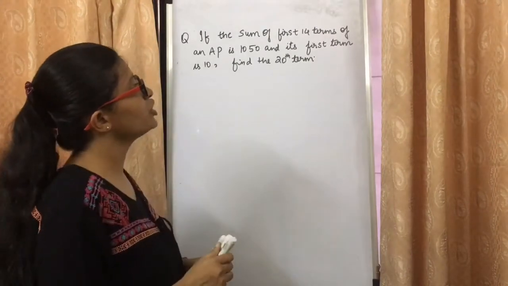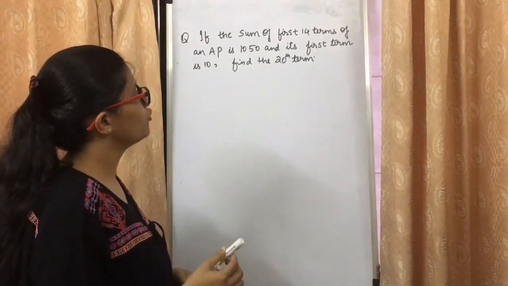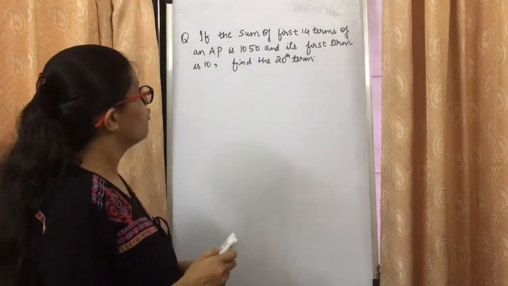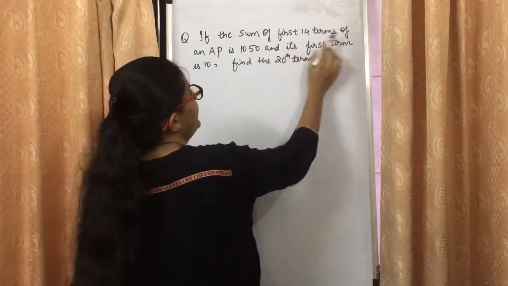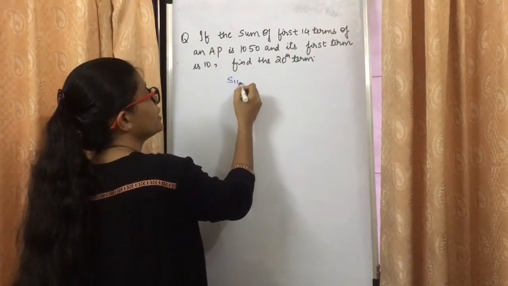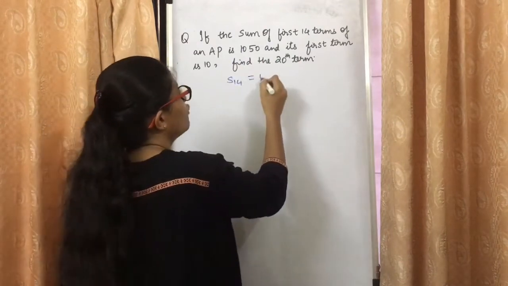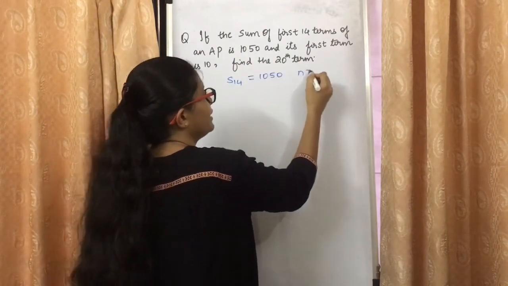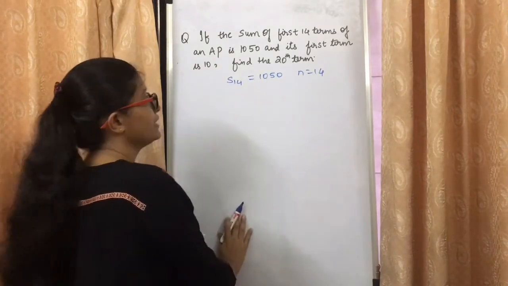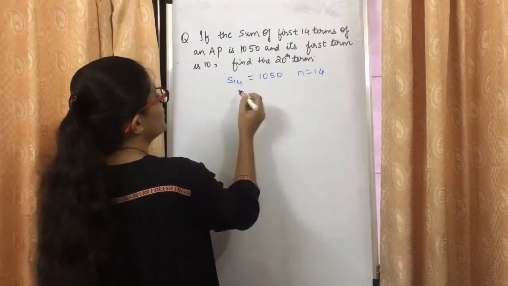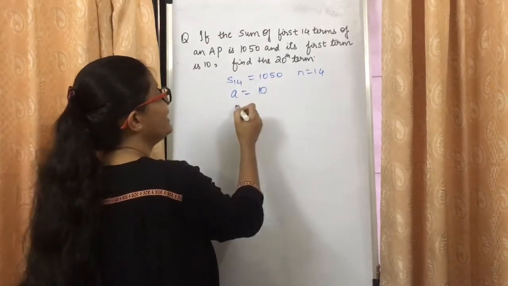If the sum of first 14 terms of an AP is 1050 and its first term is 10, find the 20th term. पहले क्या क्या दिया है वो देख लेते हैं. 14 टर्म्स का सम दिया है. 14 टर्म्स का सम दिया है मतलब n कितना हो गया? 14 हो गया. Sum of 14 terms is 1050 and its first term is, first term मतलब a. Need to find the 20th term.